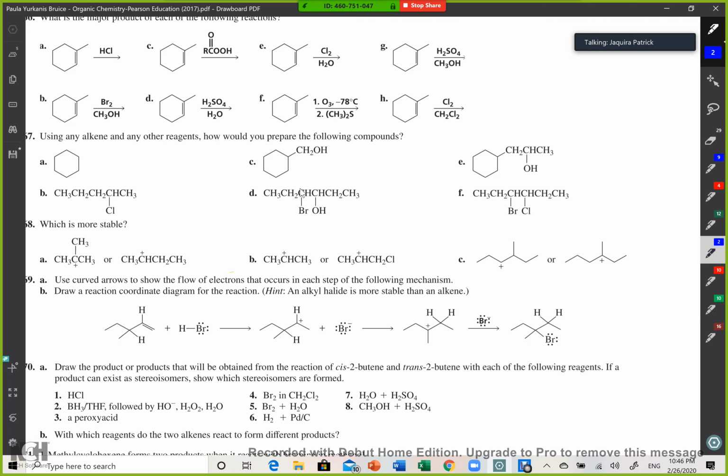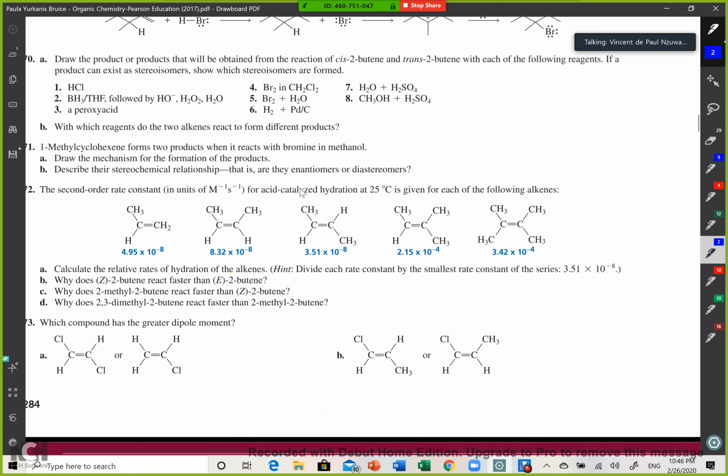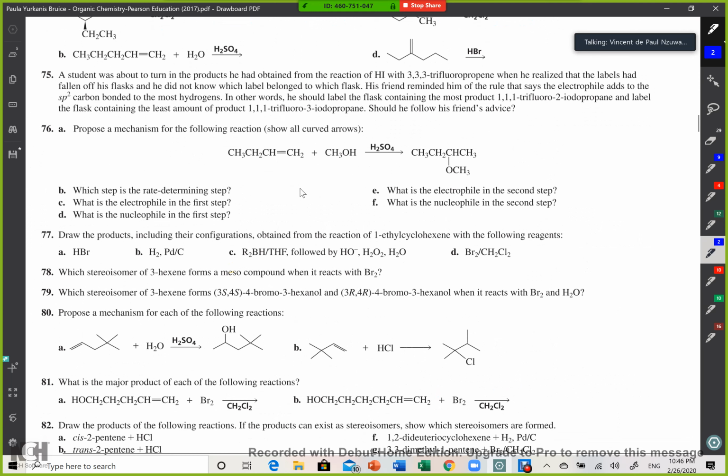Dr. Zico, for elimination, does the carbon with the alkyl halide always participate in a pi bond in the product? So repeat that again. In the elimination? Yeah. Does the carbon that has the leaving group always participate in the pi bond in the product? Yes, always. Okay. If you want, we'll look at some examples of the elimination reaction. I think we are good with this one.